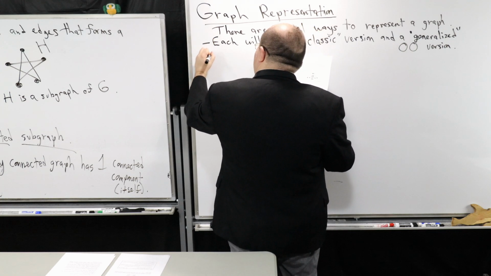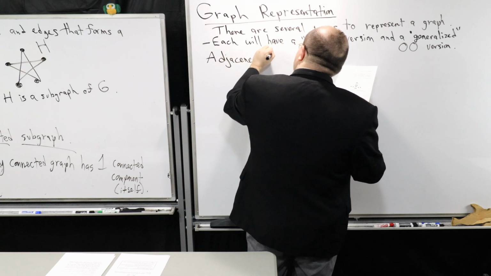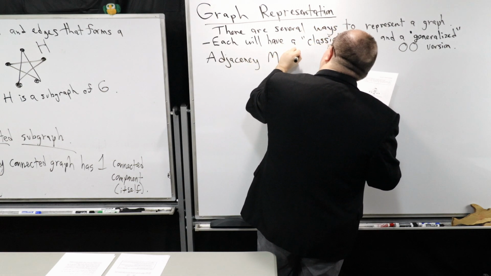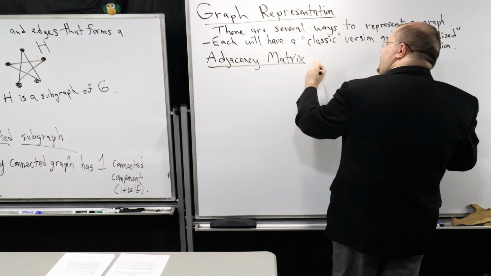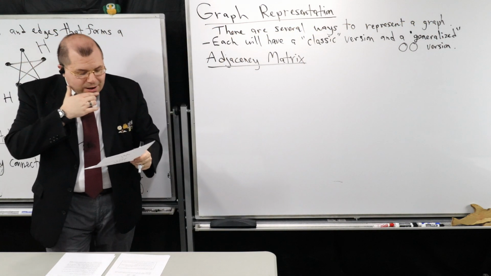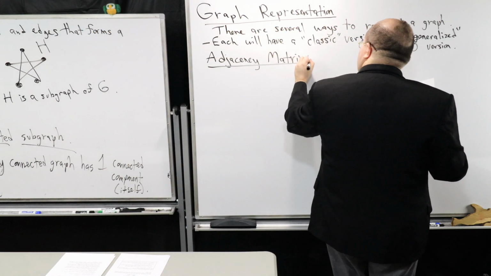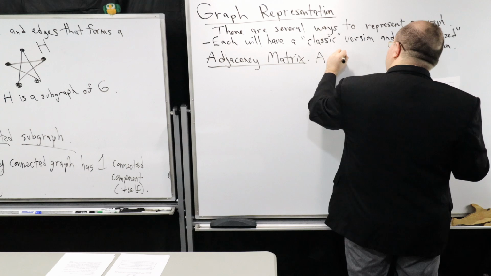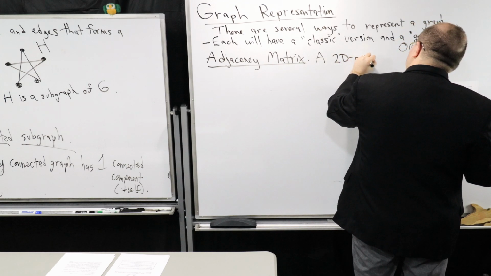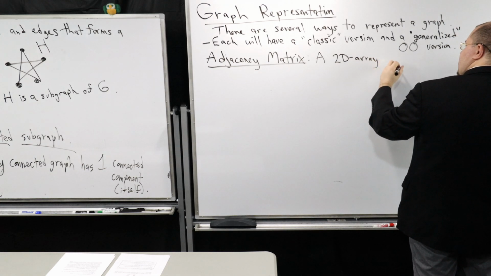So the first type I want to talk about is an adjacency matrix. This is one that's rather natural. This is one of the first things that you might think of trying to do to represent a graph. So what I could do is I have a 2-dimensional array, or matrix, a 2D array.